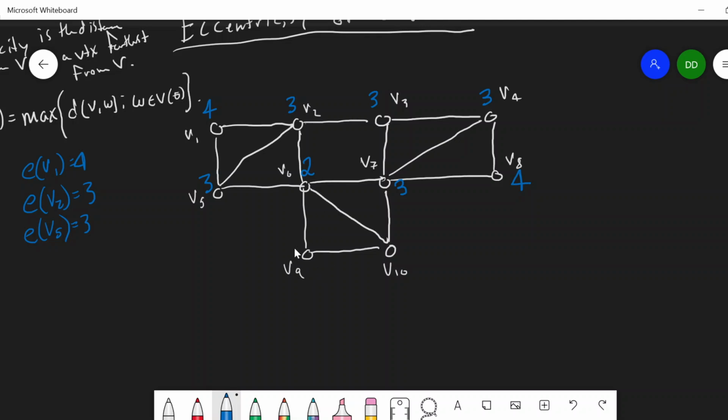Finally, we can check V9 and V10. We should verify that the eccentricity of each of these vertices is also 3. So I've put here the eccentricity of each vertex next to the vertex.